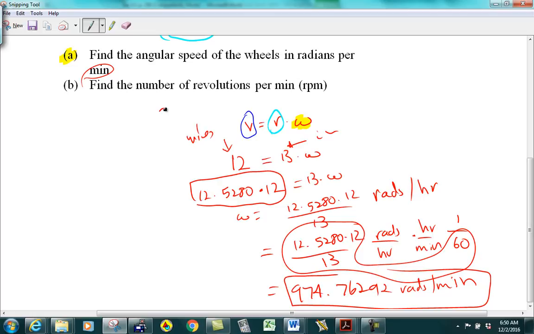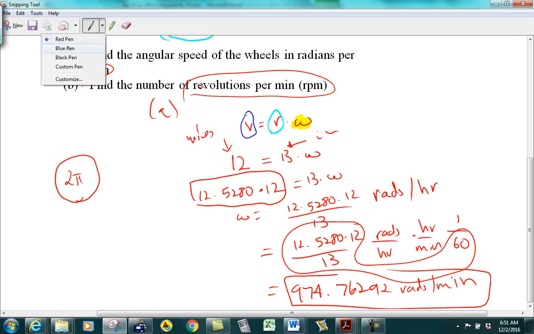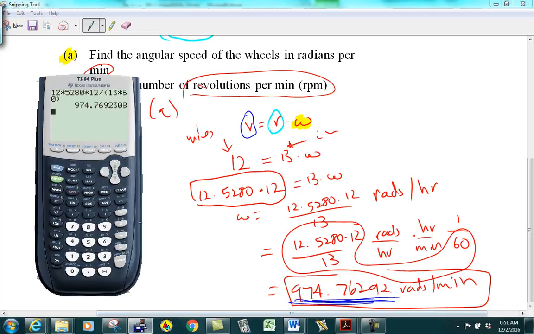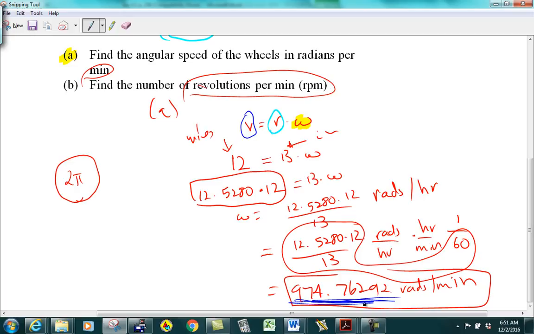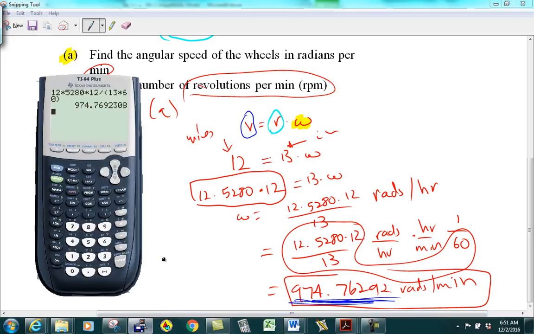So that's part A. And then in part B, what you want is revolutions per minute, RPM. So you know that when you go around the circle once, one revolution, that's 2 pi radians. But you've got these many radians, so let me change color. Now don't use this rounded number; use the entire number that's in the calculator. And so what you need to do is take that and divide by 2 pi.